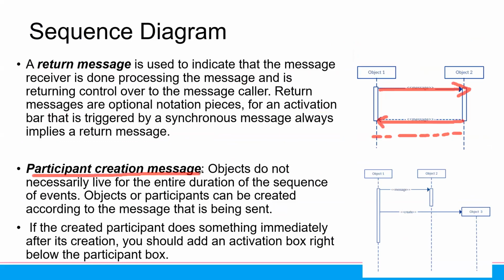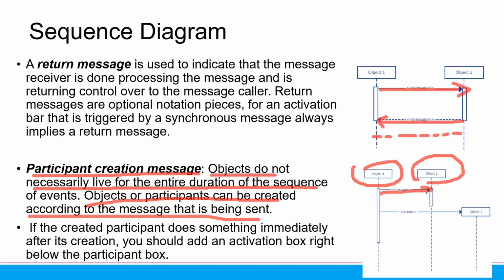We can have participant creation message. It means the objects do not necessarily live for the entire duration of the sequence. Objects or participants can be created according to the message that is being sent. So, for example, object 1 is connected to object 2 with a message like this one. And we can also have another message from this object 1 to object 3 according to this lifeline. So in this lifeline, there will be multiple messages. So we call the next messages the participant creation message.